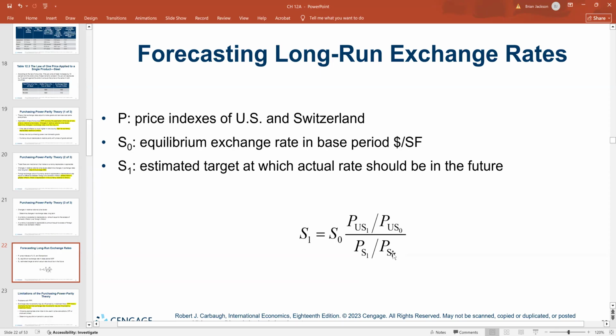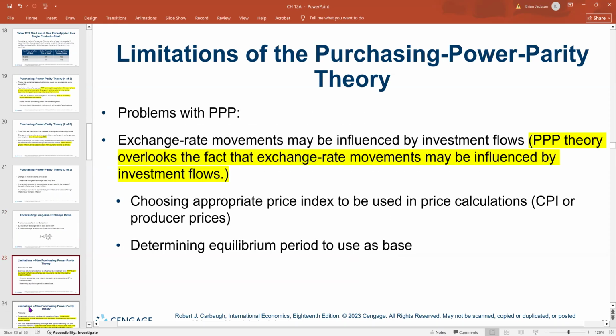If there's more inflation in Switzerland, then this complex fraction has a value less than one, something between 0 and 1. And so we would see that S1 would be less than S sub 0, in which case the dollar would be appreciating. So if there's more inflation in the U.S., the dollar's depreciating. It takes more dollars to equal a Swiss franc. If there's more inflation in Switzerland, the dollar's appreciating with respect to the Swiss franc. And so S here would be falling in value. It takes fewer dollars to equal a Swiss franc when there's inflation in Switzerland.